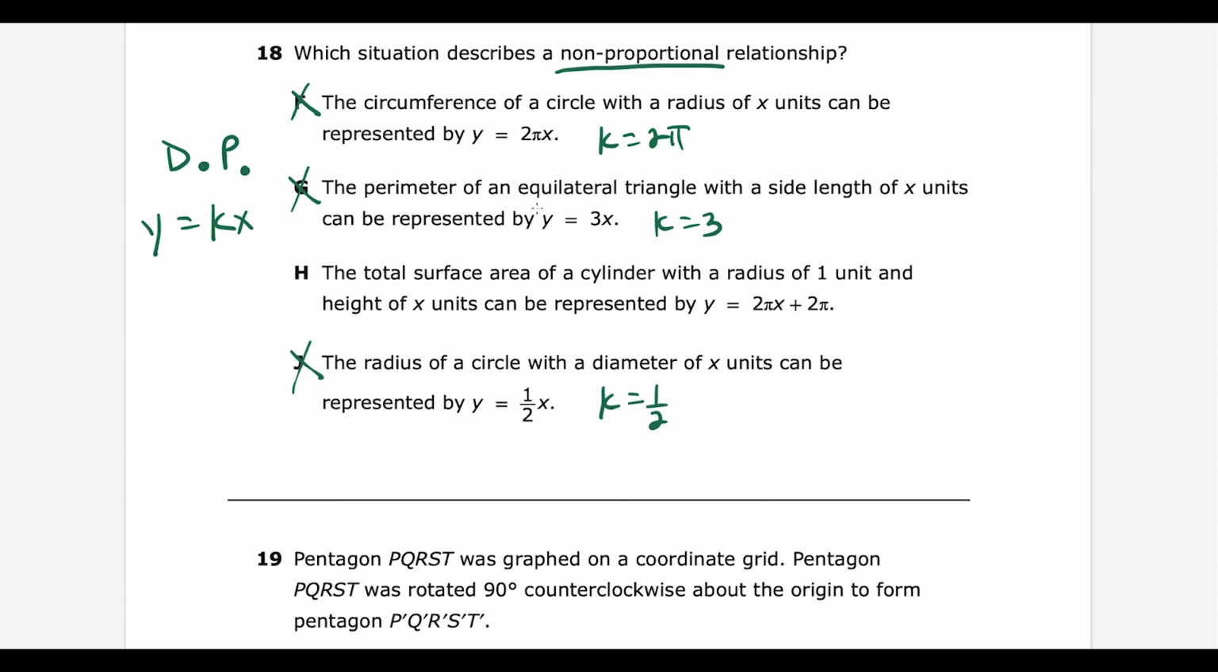So now here, we have to look at the total surface area of a cylinder with a radius of 1 unit and a height of x units, which can be represented by this. This is not a direct proportion because notice that extra plus 2 pi piece at the end is what ruins it and takes it out of the shape here. So H is our solution.